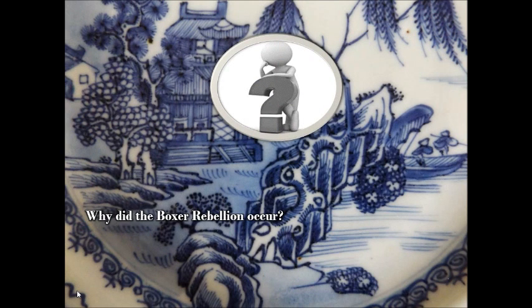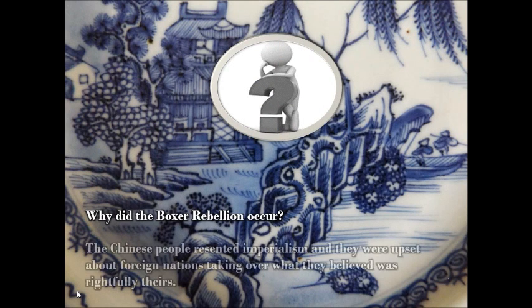Why did the Boxer Rebellion occur? The Chinese people resented imperialism, and they were upset about foreign nations taking over what they believed was rightfully theirs.